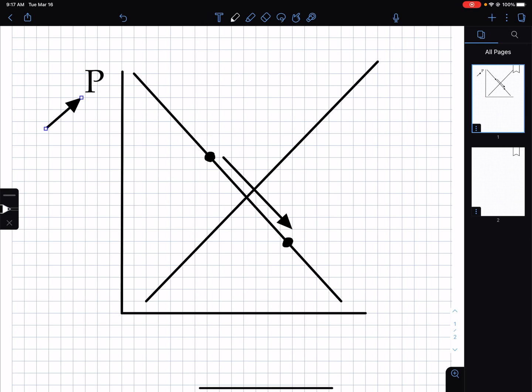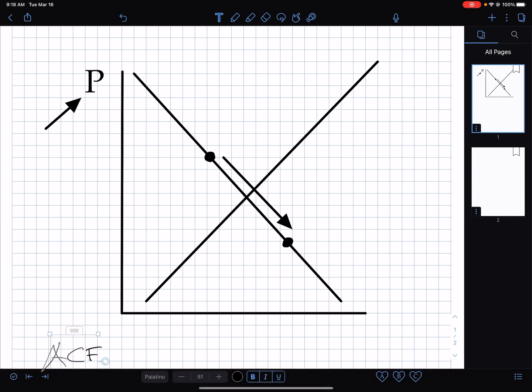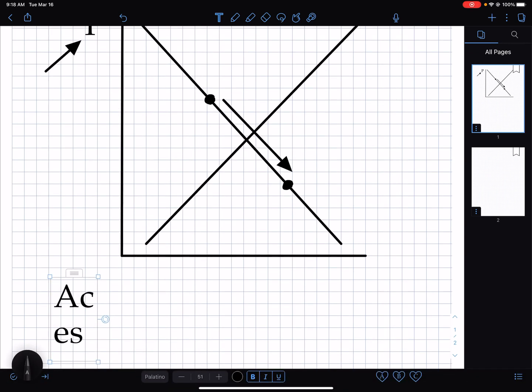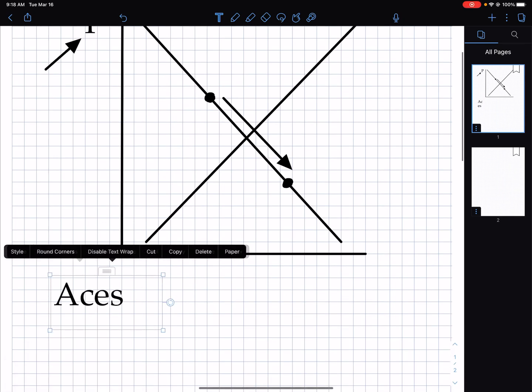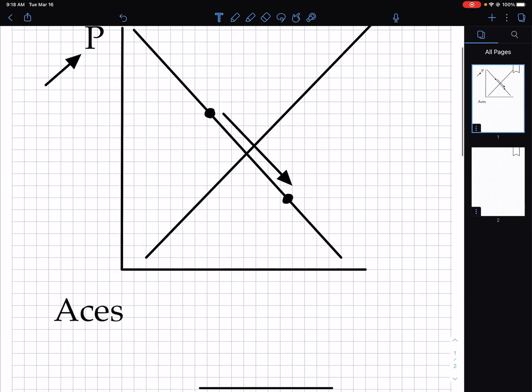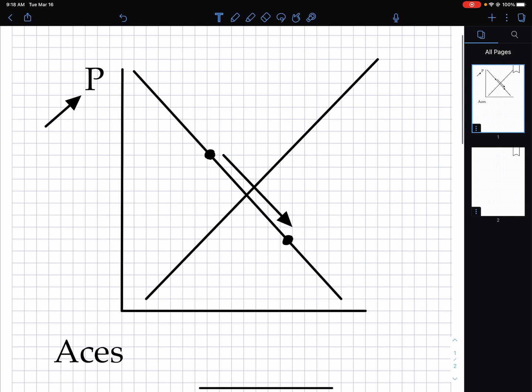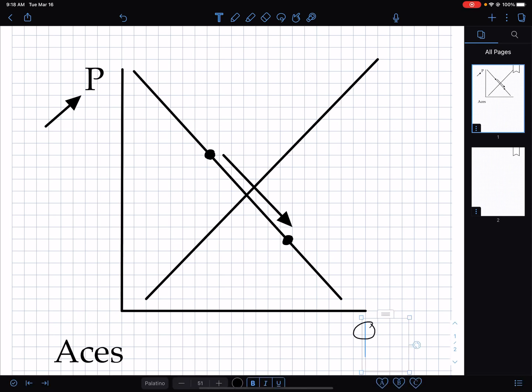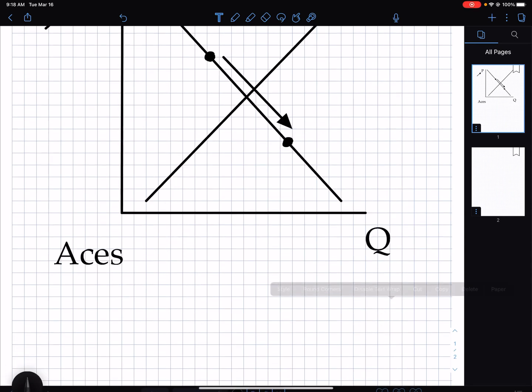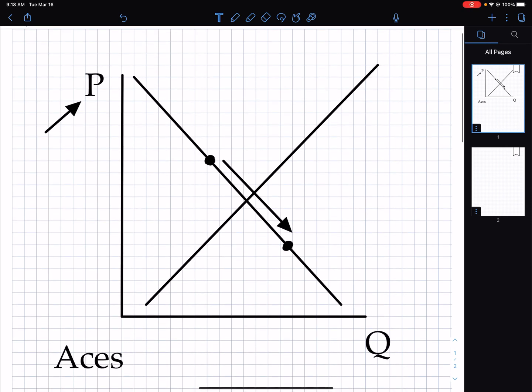So the first thing I need to do is make sure that I label everything. And a nice guide to think about with this is our ACES model. So I'm going to think about my axes. Well, P, that's going to be price. So if price is up there on the Y, I know that Q is going to be down on the X.